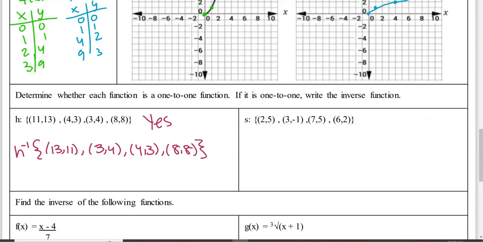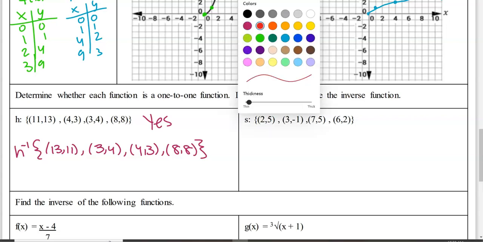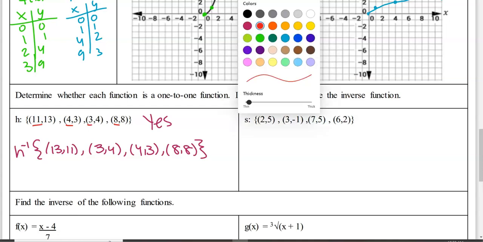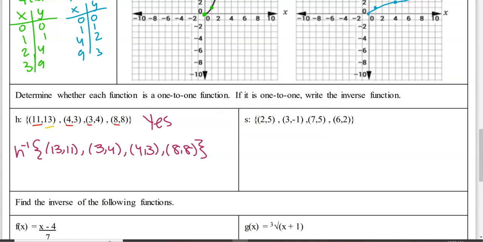Okay, don't let the double 8 on the end confuse you. One of them is an X and one of them is a Y. So all you care about is do the X's repeat. So in my set of X's, you have 11, 4, 3, 8. And then the other one is part of your set of y's, 13, 3, 4, 8. Okay, so don't get confused about that.